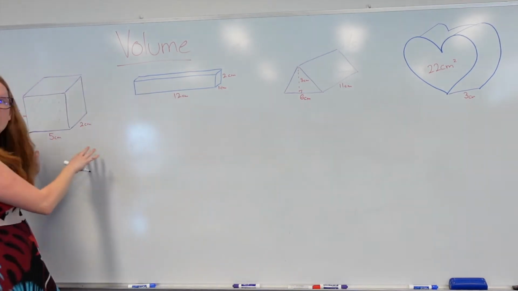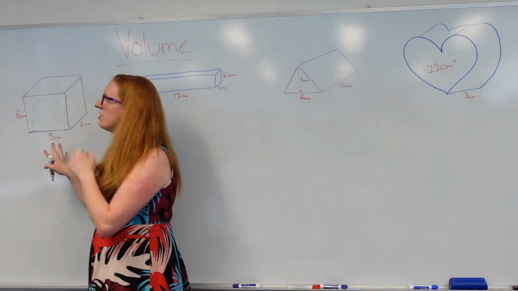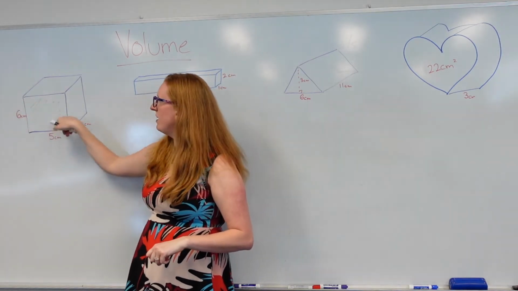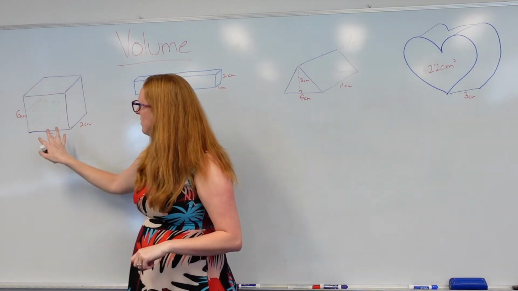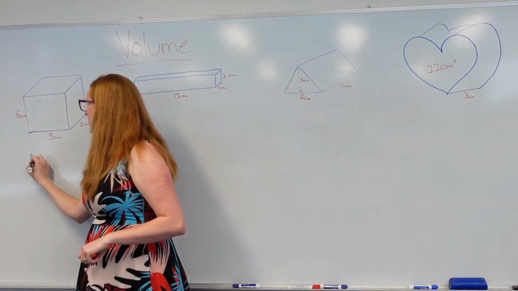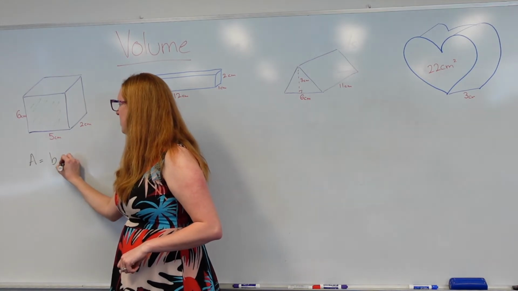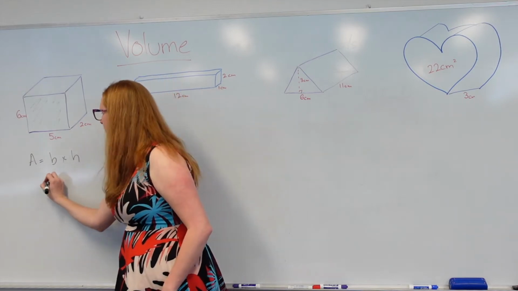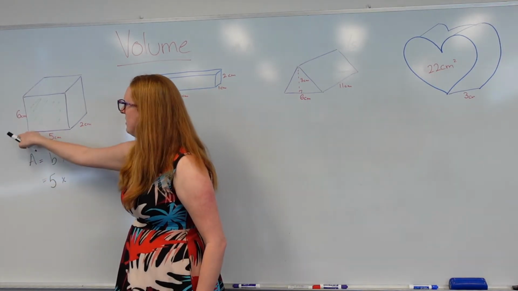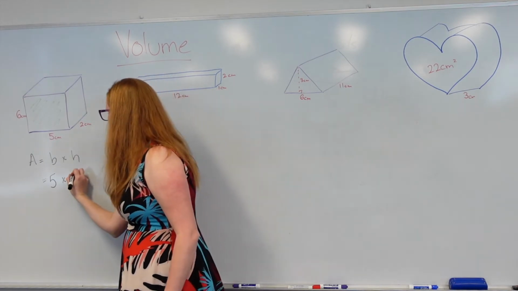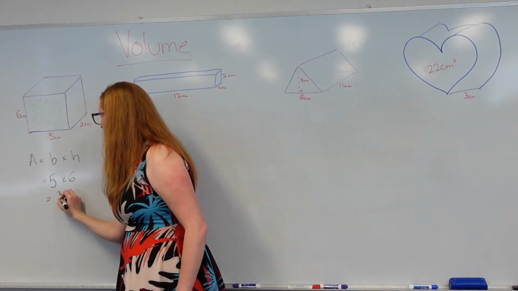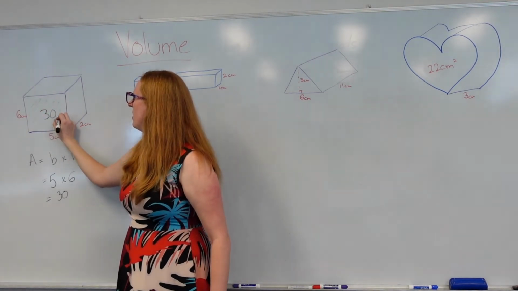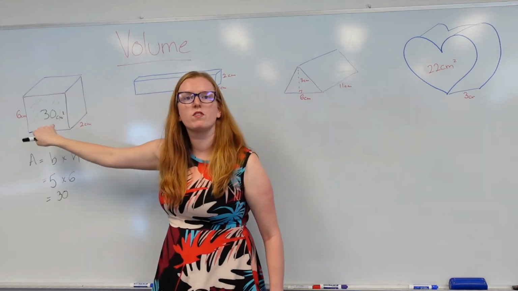So in order to find the volume of a rectangular prism, I need to first find the area of this rectangle that's on the front. To find the area of the rectangle, I'm going to go area is equal to the base times the height. Okay, so my base is this one across here, so that will be 5. And my height is this up the side here, so that would be 6. So 5 times 6 gives me 30. Okay, so 30 centimeters squared is the area of the front face.